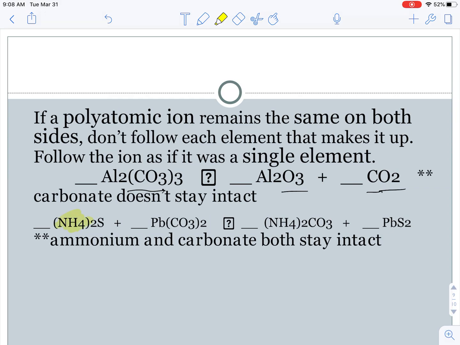So notice that down in the second problem, ammonium's both in the beginning and the end. You have carbonate in the beginning and the end. So work to that advantage. Think of your polyatomics as one thing, right? Think of them as moving around as well. Sometimes they break apart, sometimes they don't. Don't make it harder on yourself. All right?